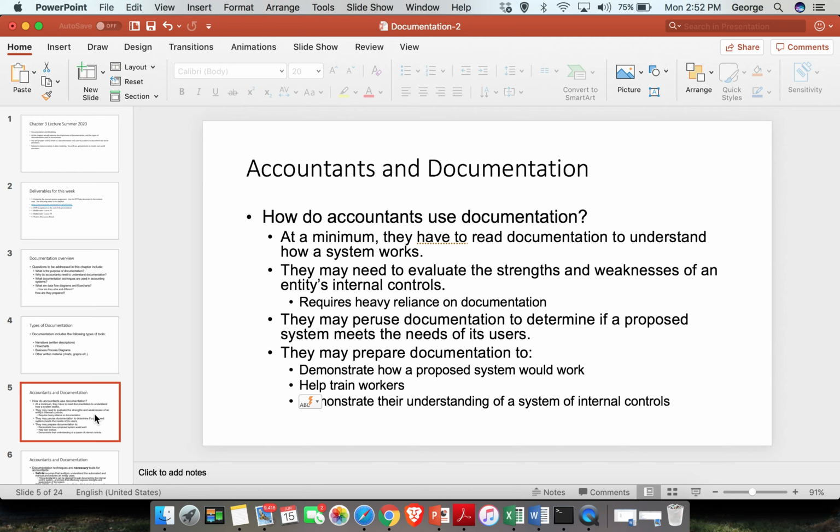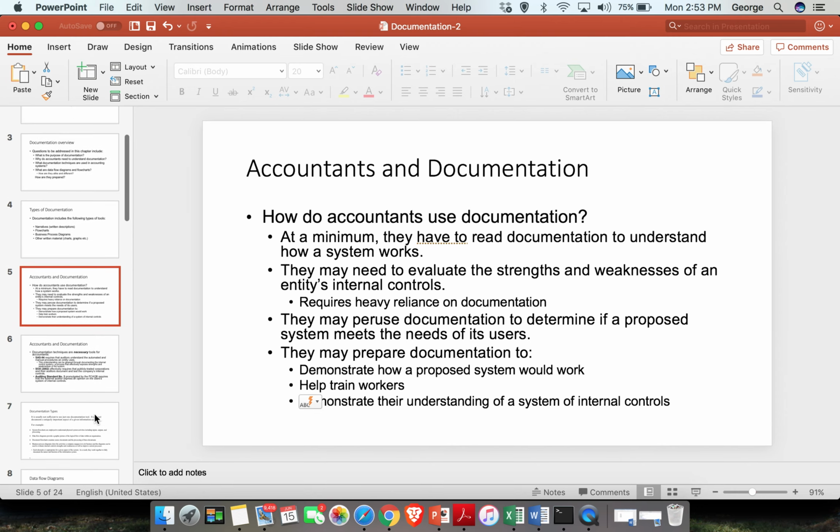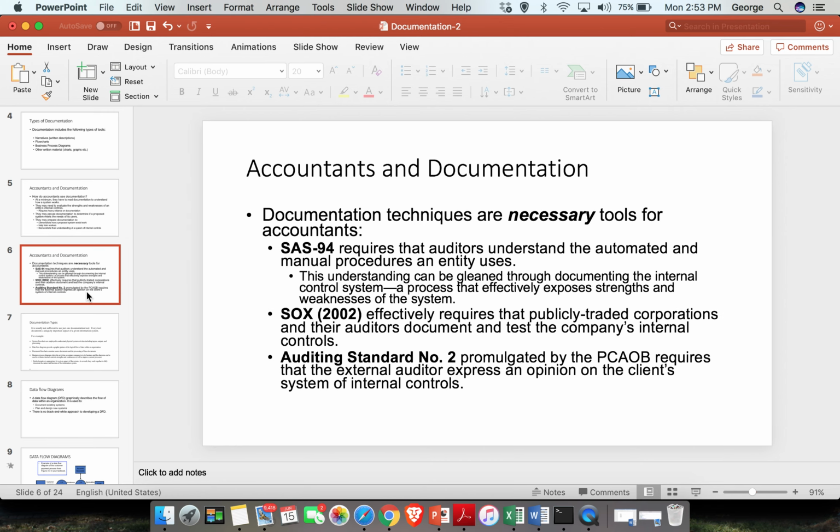The documentation might also help them determine if a proposed system meets the needs of its users. That would be a systems flowchart. All right, so some reasons why we prepare documentation: how a new system would work, maybe to help train workers, and demonstrate our understanding of internal controls. As I mentioned, the authoritative literature does require, at a minimum, that accountants and auditors understand documentation.